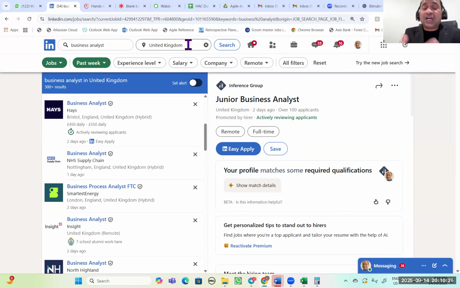Why do they need business analysts? How important are they in this era of artificial intelligence? Can AI replace business intelligence? Let us have that interesting discussion towards the end.